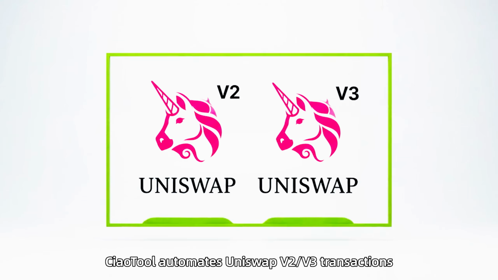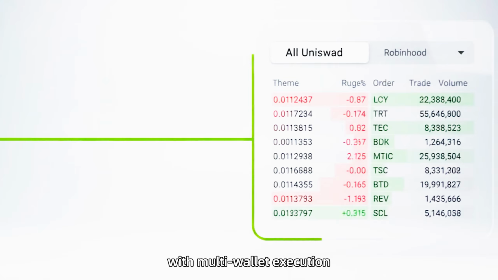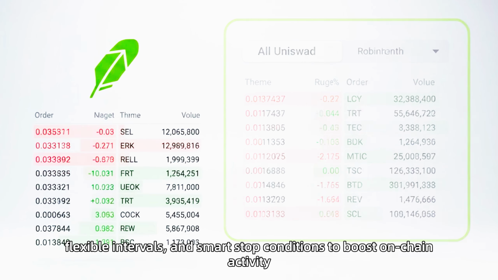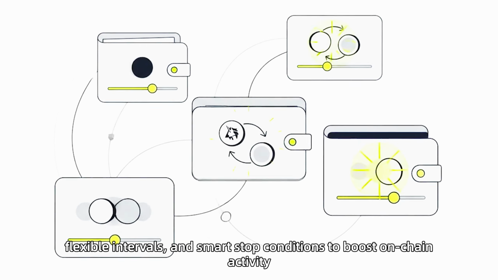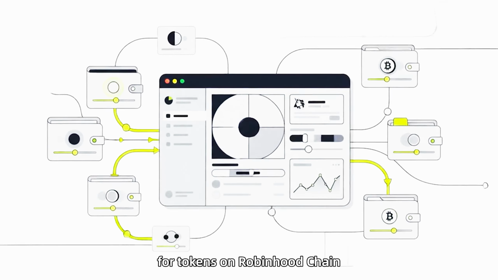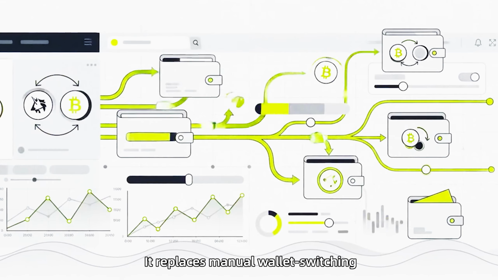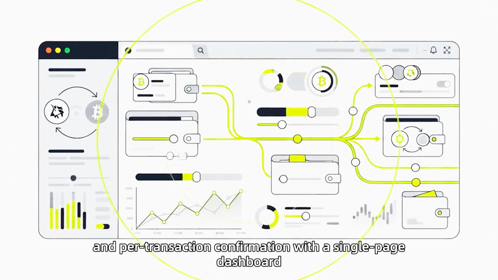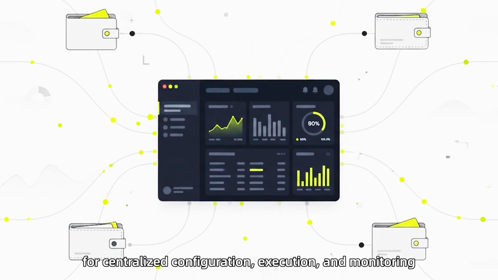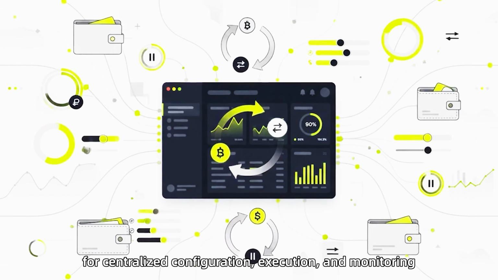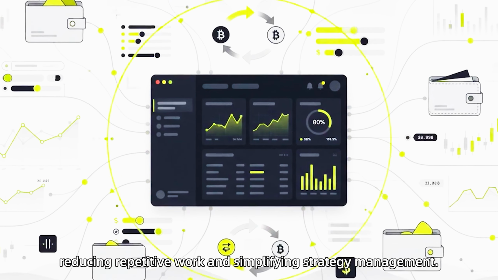CiaoTool automates Uniswap V2/V3 transactions with multi-wallet execution, flexible intervals, and smart stop conditions to boost on-chain activity for tokens on Robinhood Chain. It replaces manual wallet switching and per-transaction confirmation with a single-page dashboard for centralized configuration, execution, and monitoring, reducing repetitive work and simplifying strategy management.